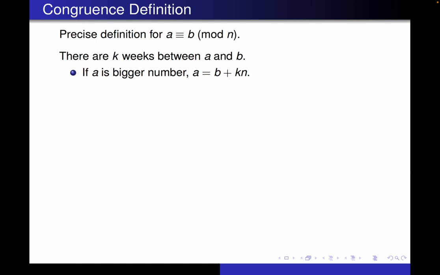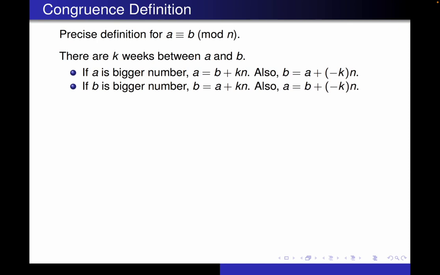Now, if you wanted to flip it over and look at it from the other way, say solve for B, we get B equals A plus negative k times n as well. So both of those equations describe what it means to have k weeks between A and B. And on the flip side, if B is the bigger number, then same deal. If we want to get from A to B, we take A and add the number of days in those k weeks, that's kn, so we get B equals A plus kn. And again, if we wanted to solve for A in that, we get A equals B plus negative k times n.